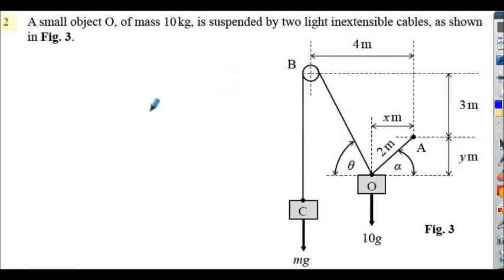Question 2. Again, we've covered similar kinds of questions in previous revision sessions. It involves considering a free body diagram of a mass that's in equilibrium. So we have a small object, labelled as O, shown here, which has a mass of 10 kilograms, shown as 10g here. The g is gravitational acceleration. It is suspended by 2 inextensible cables, in other words they do not stretch, as shown in figure 3 here. So that's the context of the problem.